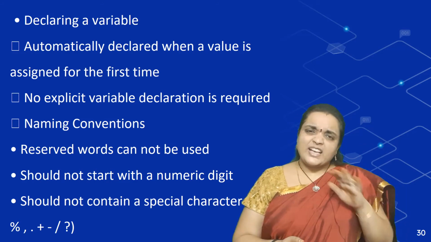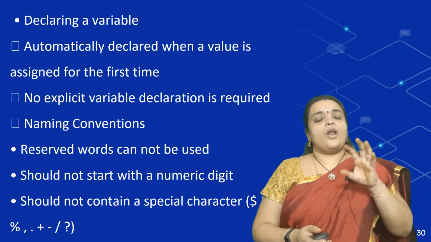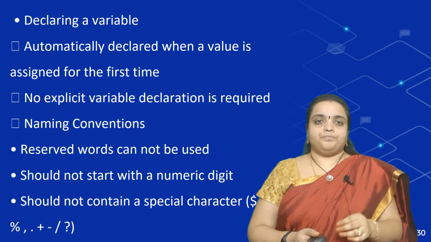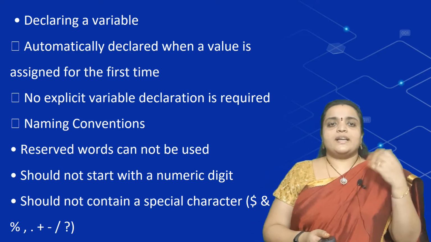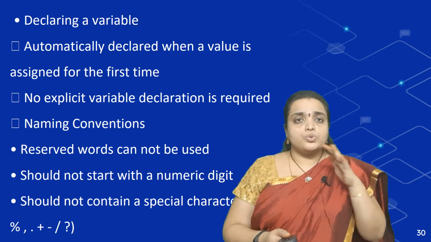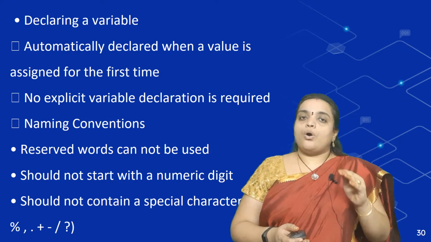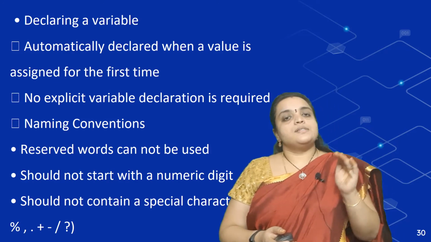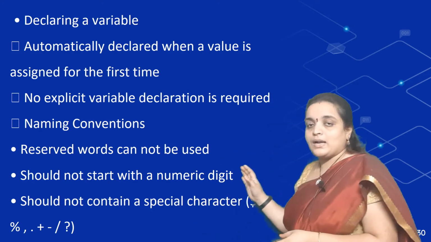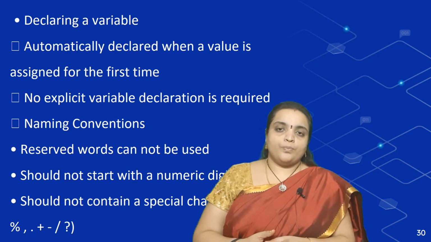So, there is no explicit declaration required. We assign the value, and then automatically the variable is given the data type. Clear? So the naming convention is automatic. Here, there is no use of reserved words, as here also we are not using any reserved words. Clear, students? Then, it should not start with a numeric digit.